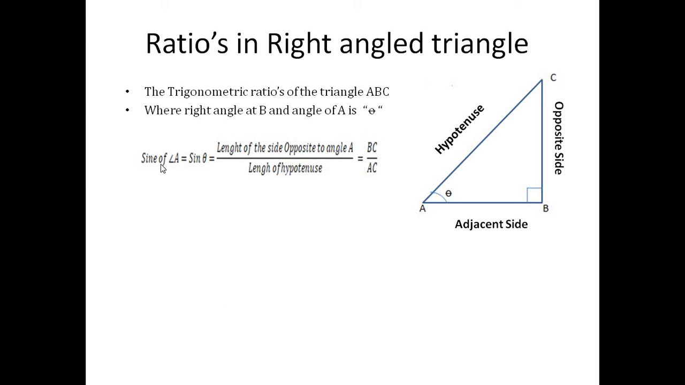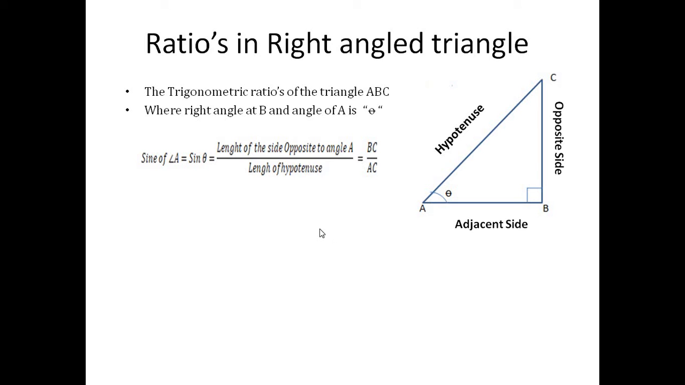First one is sine of angle A. So sine of angle A is equal to, angle A I have given as theta. So sine theta is equal to the length of the opposite side to this angle, that is, the length of the side opposite to angle A by the length of the hypotenuse. So if you see, the length of the opposite side to angle A is BC, by AC. So sine theta is equal to BC by AC.